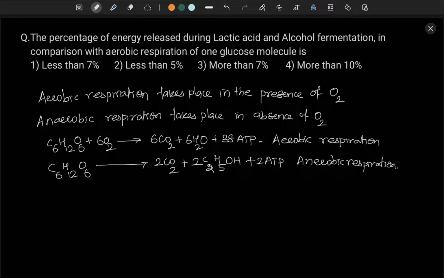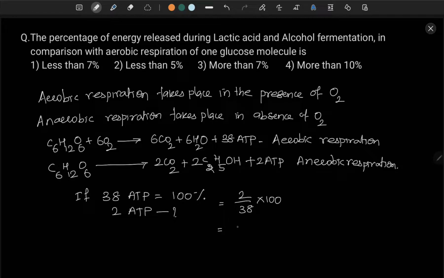So, organisms try to perform aerobic respiration instead of anaerobic respiration as they try to yield more energy from the same glucose molecule. Compare those 2 ATP molecules with 38 ATP molecules. If we take 38 ATP molecules as equal to 100 percent, then 2 ATP is equal to how much percentage? That is 2 by 38 into 100.